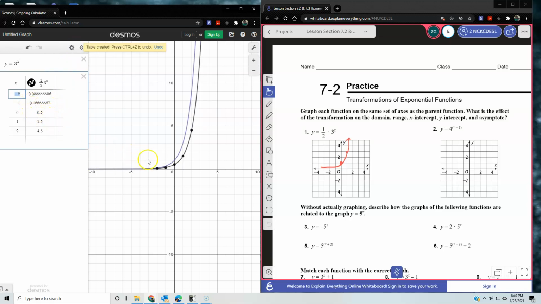I'm going to go ahead and use a different color, in this case blue. And so we have 2 is 4.5, 1 is 1.5. So you notice it's going to be like this. You can just sketch it. And the transformation is a vertical compression.